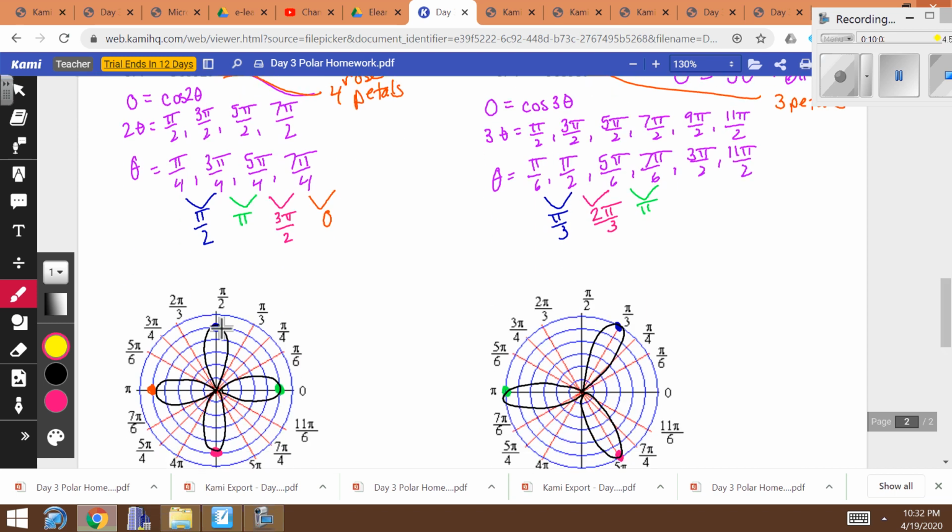We end up getting positive 5 here. If we sub in pi, we end up getting negative 5. That corresponds here. Again, halfway between our 5 pi over 4 and our 7 pi over 4 is 3 pi over 2. We end up getting positive 5. And then halfway between 7 pi over 4 and then really pi over 4 again ends up being this 0. And we end up getting negative 5.